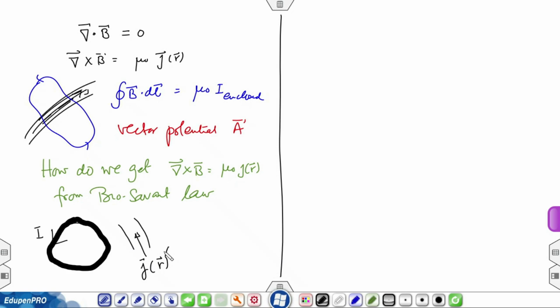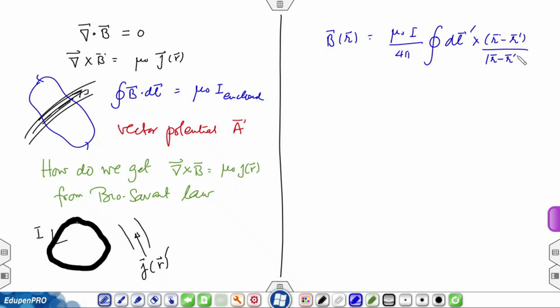So, this current is flowing, and this is steady. By Biot-Savart law, I have B at r equal to mu naught I over 4 pi integration dl prime cross r minus r prime over r minus r prime cubed.